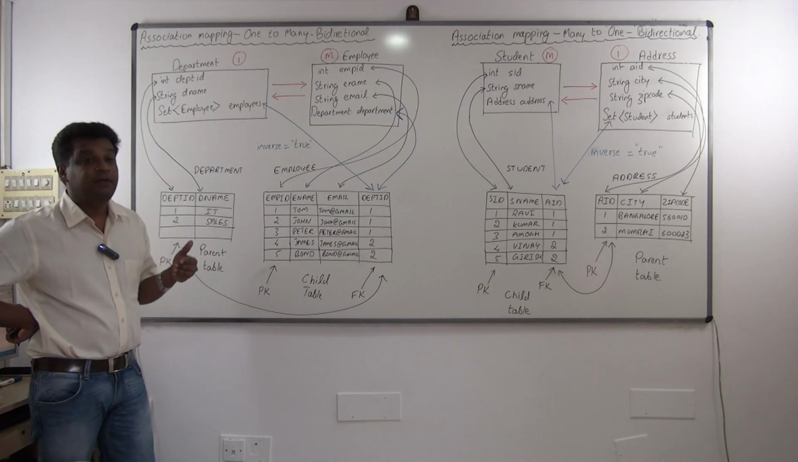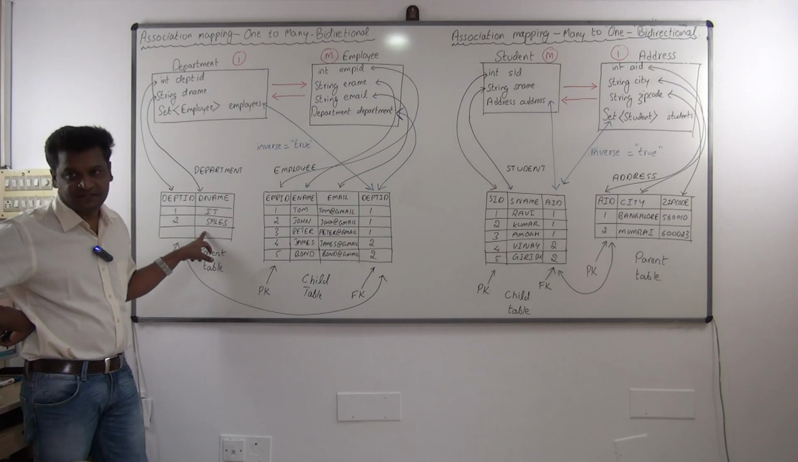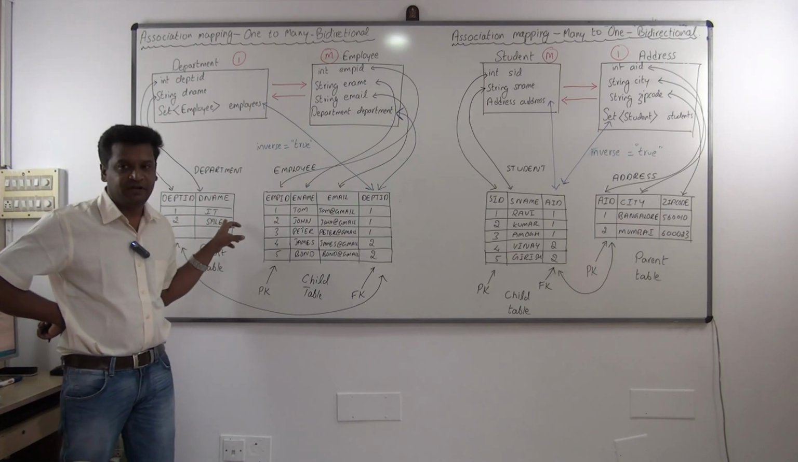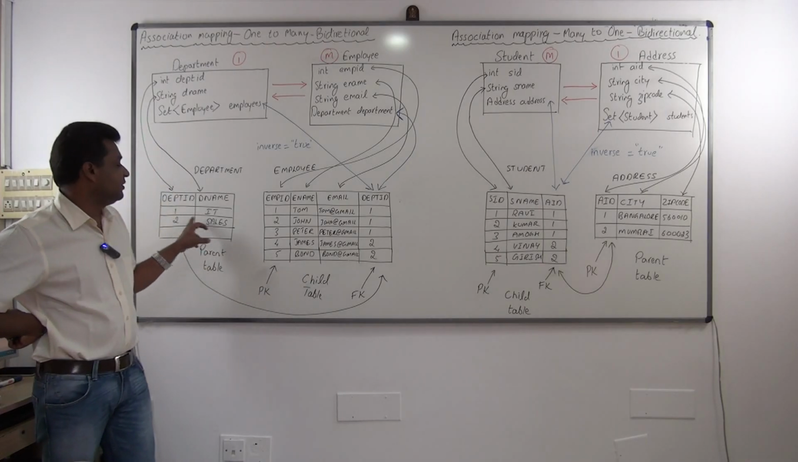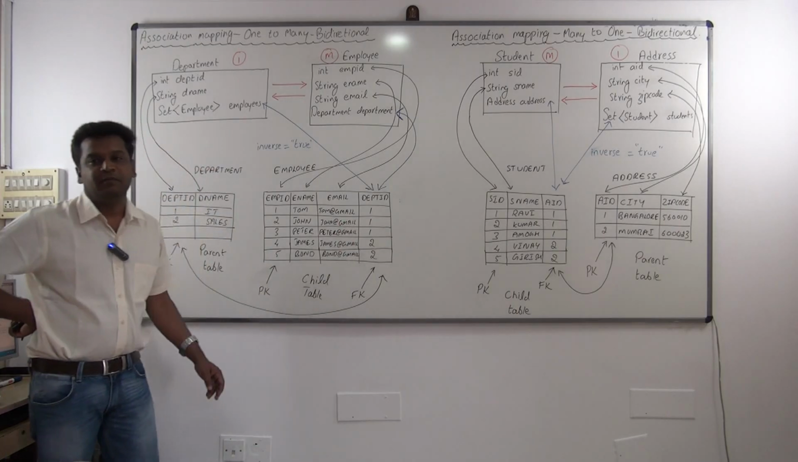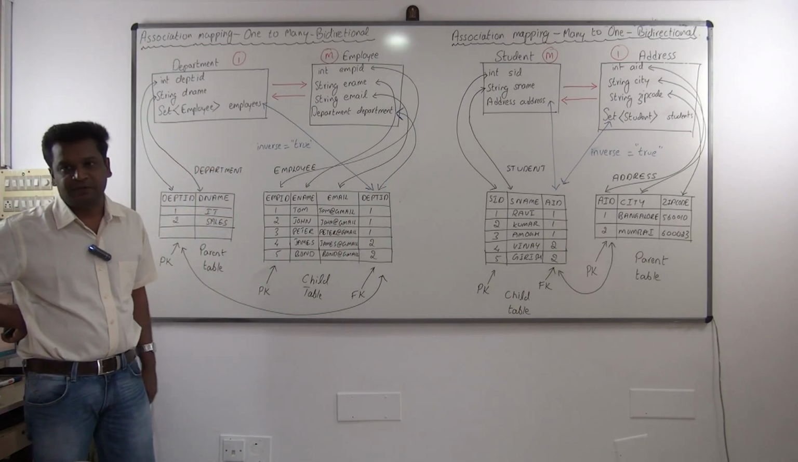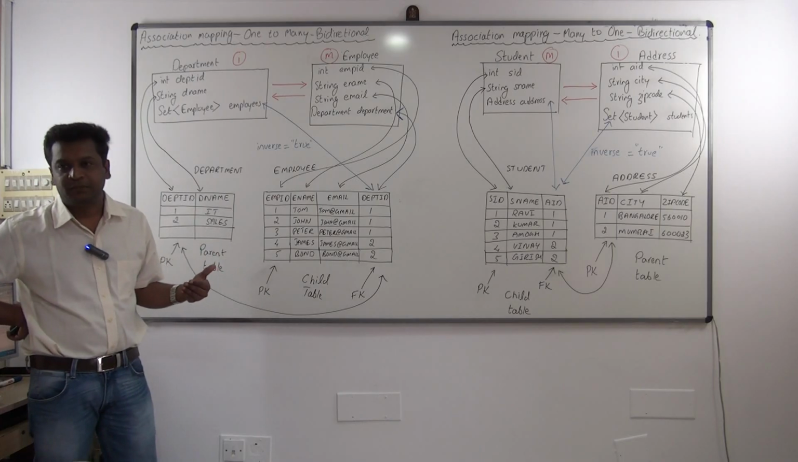So that's what we are saying. One department has many employees. Then one more department is there, sales. Again there are 2 employees working for it. Who? James and one more is Bond. So fine. So you can see now these 2 employees are working for department number 2, that is sales department. So that clearly shows that one department has many employees.